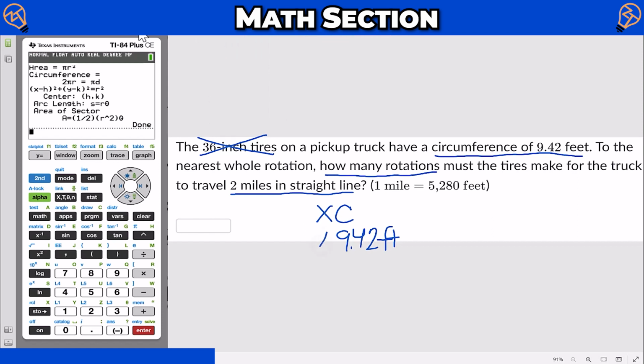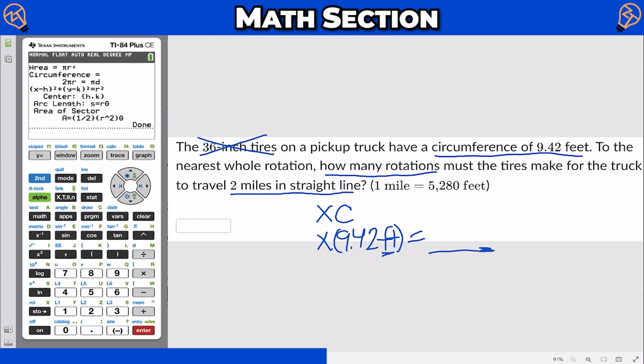So we're trying to figure out how many of these 9.42 feet circumferences, also known as rotations in this problem, would it take for us to travel a total of 2 miles? So to equal 2 miles. Now we want units to be equivalent so that they cancel. So right now we have feet here. We're also going to want feet over here.